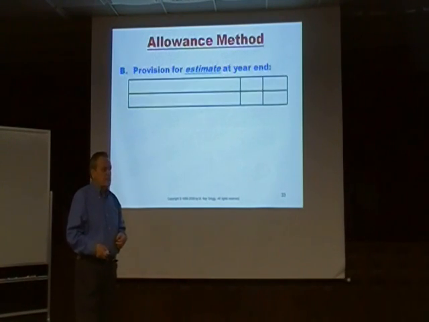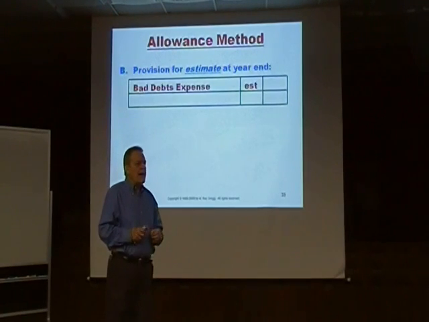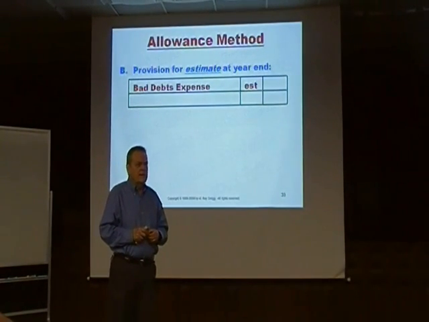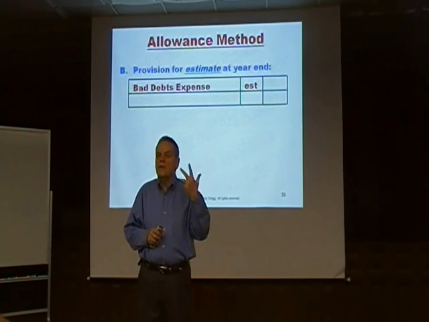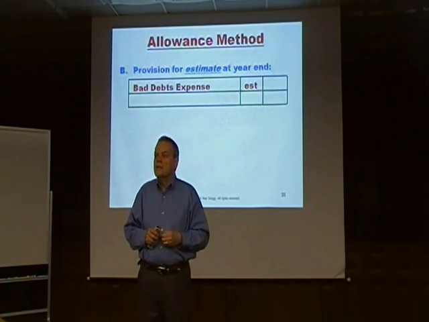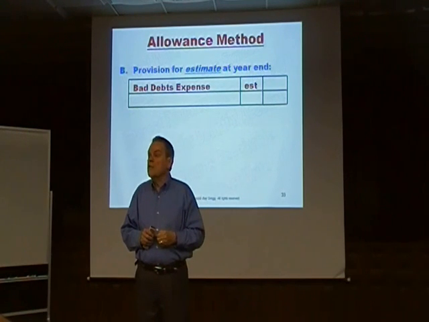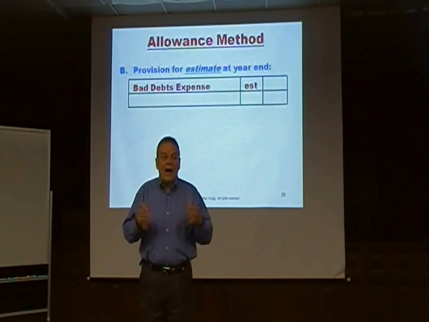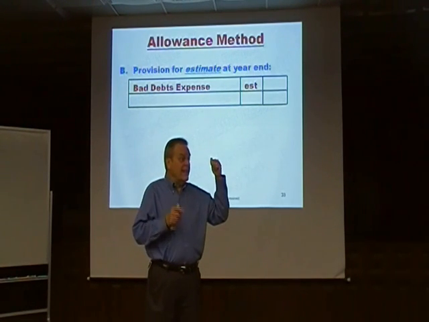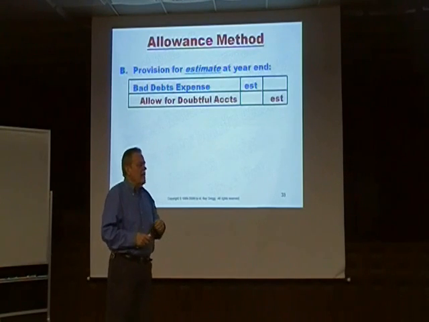That entry is debit bad debts expense. Want to guess what kind of an account it is? Asset, liability, capital, revenue, expense? Say something. Expense. It's an expense. Goes on the balance sheet or the income statement? Goes on the income statement. Aha. There's the income statement benefit you heard described in the last few minutes.